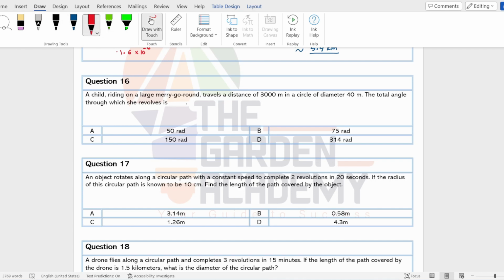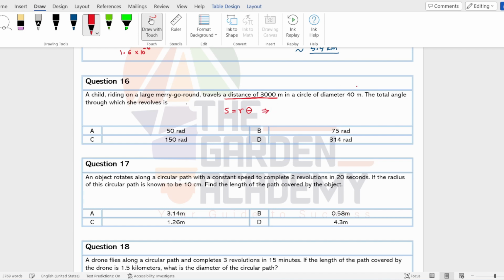We said that a child riding on a large merry-go-round travels a distance of 3,000 meters in a circle of diameter 40 meters. The total angle through which she revolves is... Again, we are given that she travels a distance, so this is a linear displacement. In this case we can also use S equals R times theta. Why? Because it asks for the total angle through which she revolves, which means we have to find the angular displacement theta. We have the radius of this circular track and we have S, so we can substitute directly in this equation.